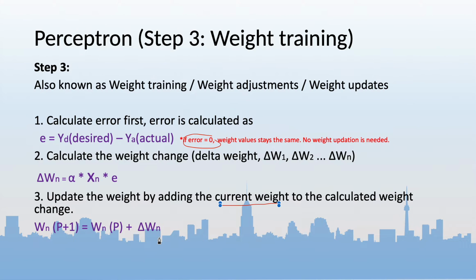So this is the equation for updating the weight. This is the newly created weight, and we get this newly created weight by calculating it as equivalent to the current weight plus the delta weight. So the current weight plus delta weight is the new weight.